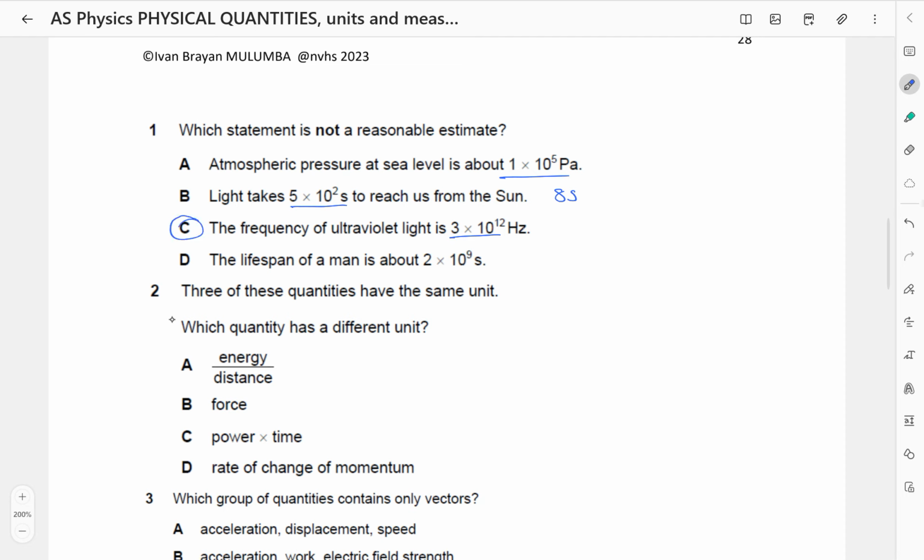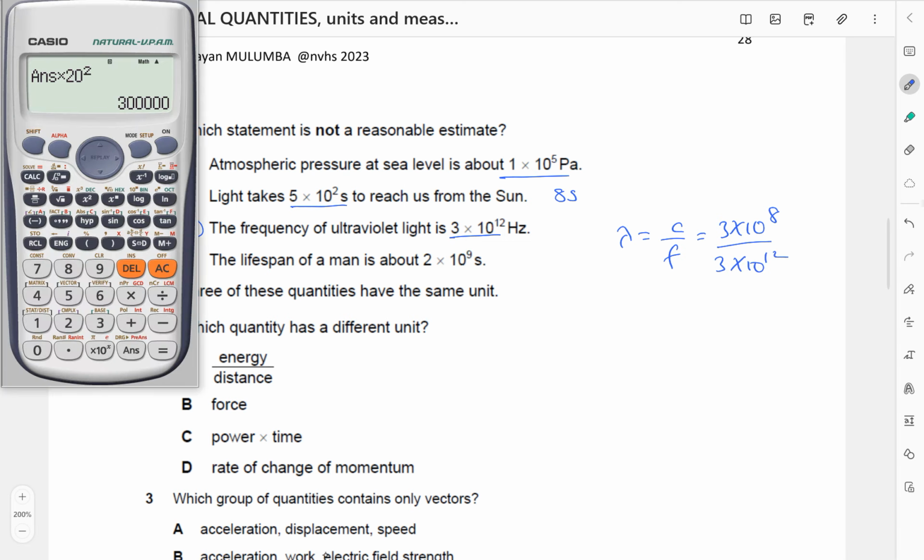How do you know that? You can try to find the wavelength, because wavelength is C over frequency. C is 3 times 10 power 8 divided by the frequency, which is 3 times 10 power 12. You know the wavelength of ultraviolet is just after violet. So you have 3 times 10 power 8 divided by 3 times 10 power 12.